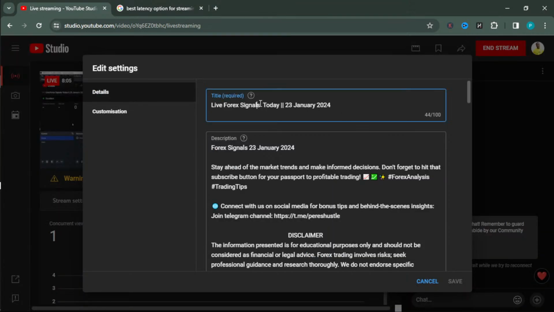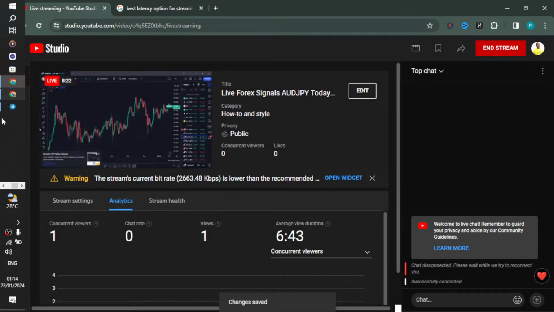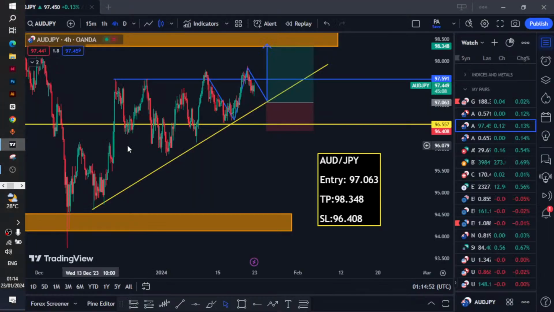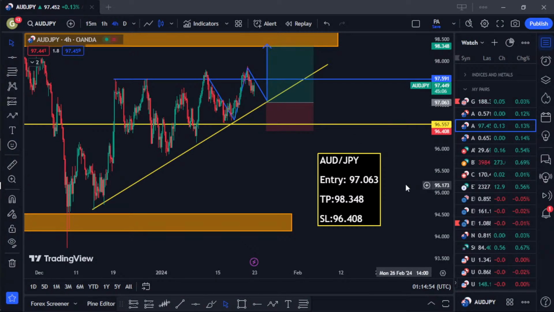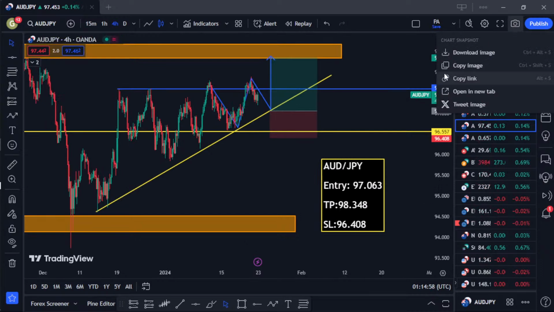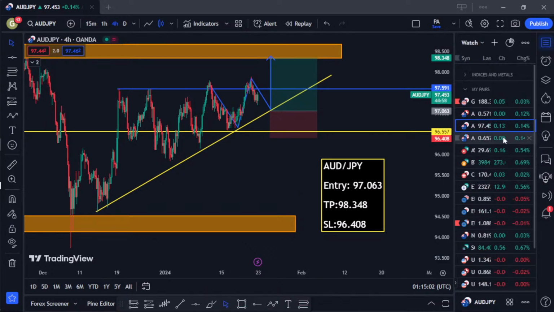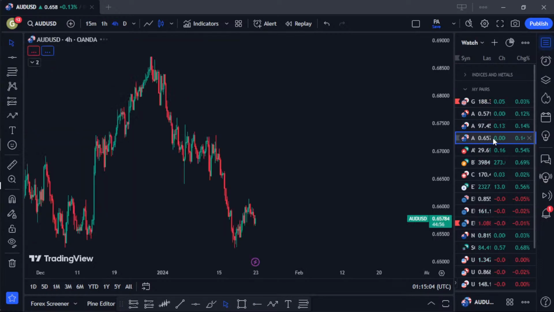Now I'm going back to my trading again. So any market we are done with, I'll be dropping it off there. After that, I'm just going to take a snapshot of this market, download image. So I'll just download it. Now let's move on to the next market here.